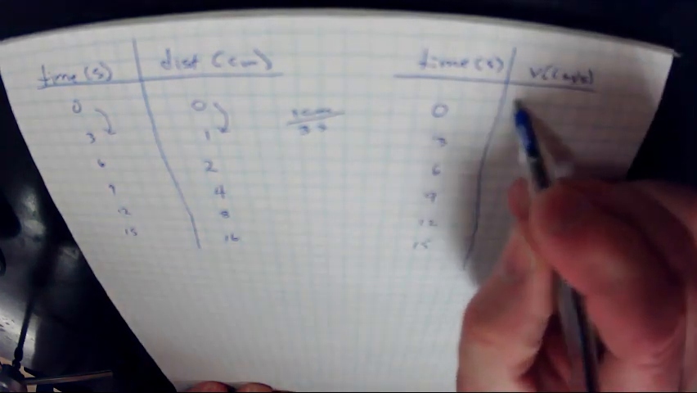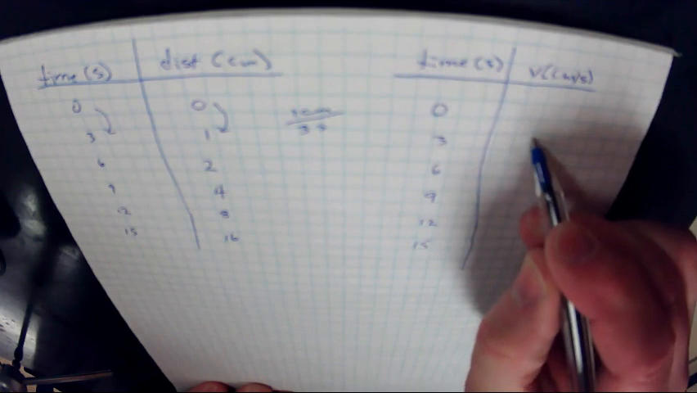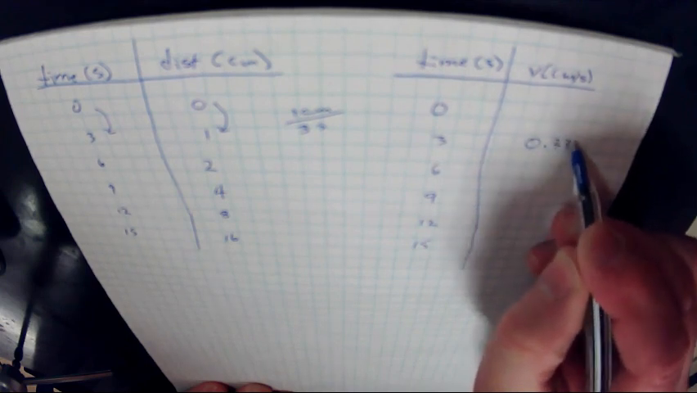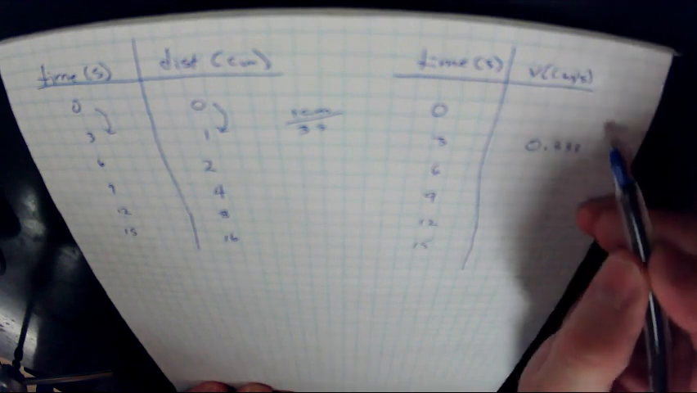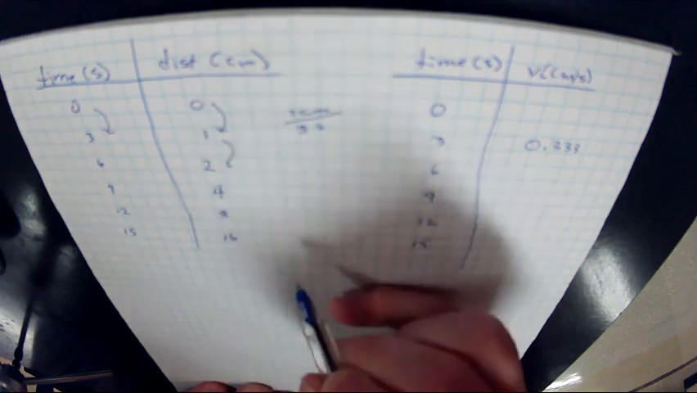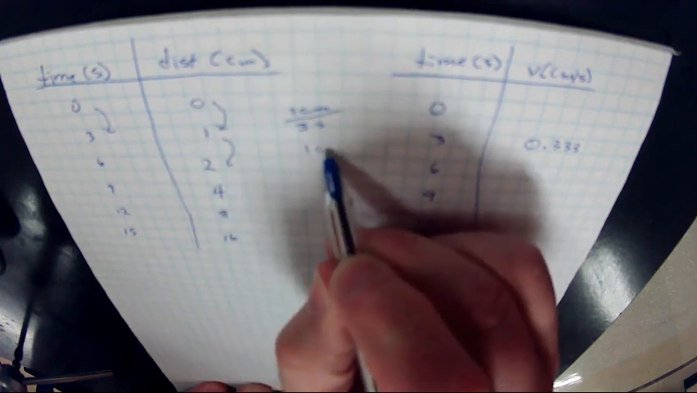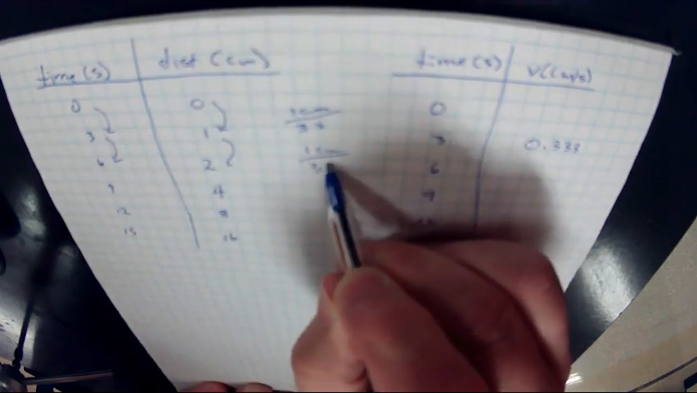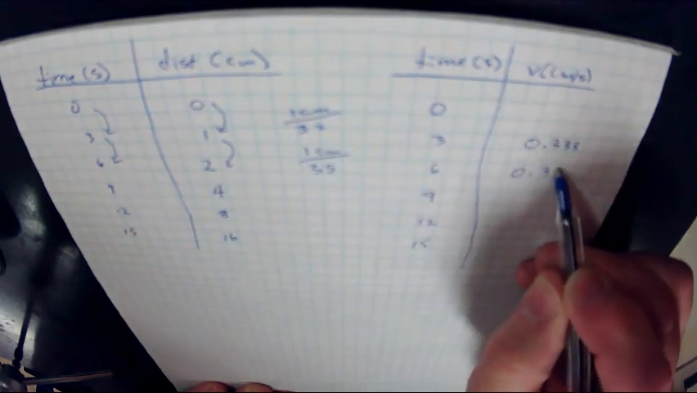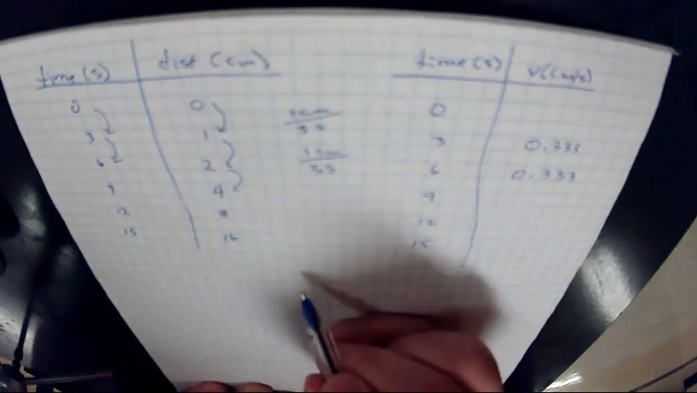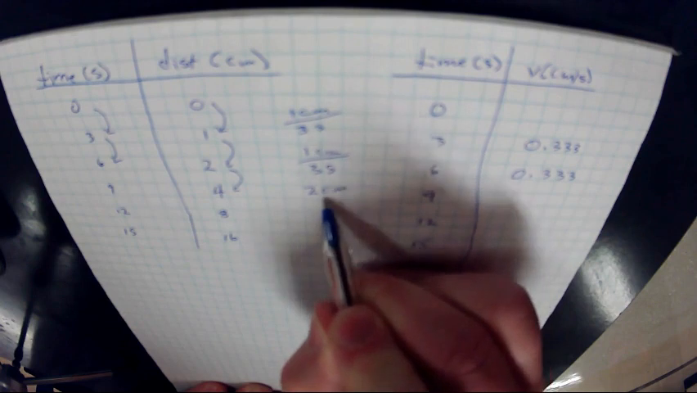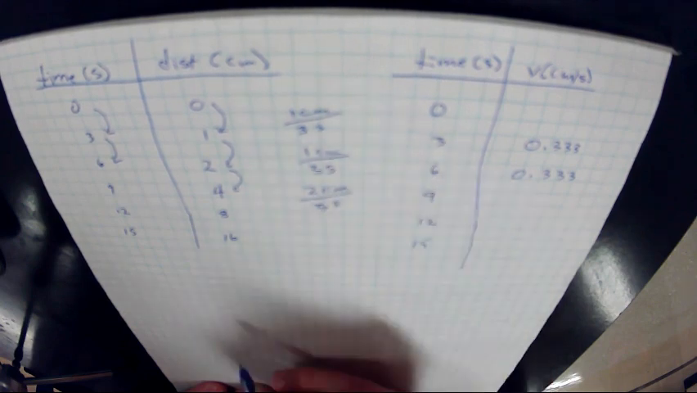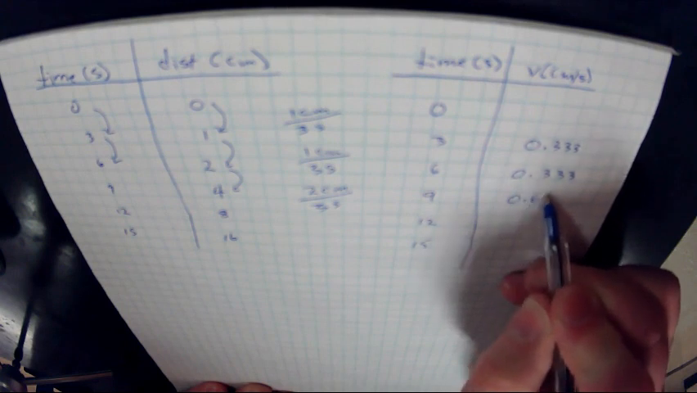So the average velocity from 0 to 3 would be 0.333 centimeters per second. Okay? What about in this time interval? In this time interval, our distance changed again by 1, and our time, once again, changed by 3 seconds. So you'll see that my velocity hasn't changed. You'll notice in the next time interval, this went up by 2 centimeters, still 3 seconds.